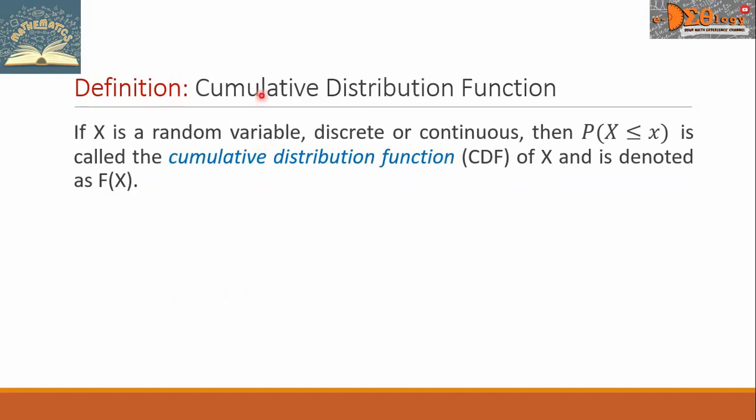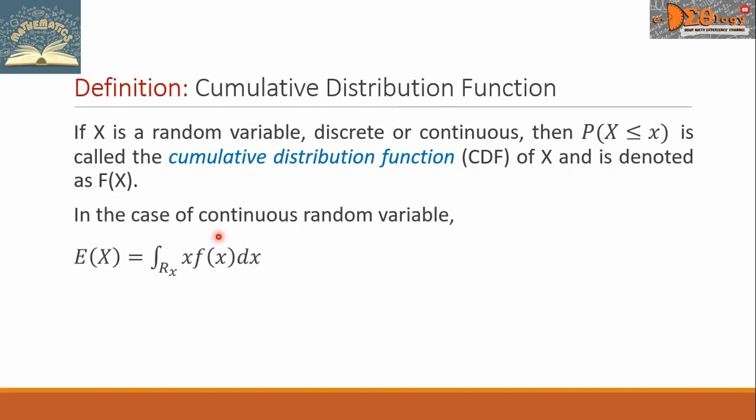Let us define cumulative distribution function. If x is a random variable, discrete or continuous, then the probability of capital X less than or equal to small x is called the cumulative distribution function, or CDF, of capital X, and is denoted as capital F of capital X.